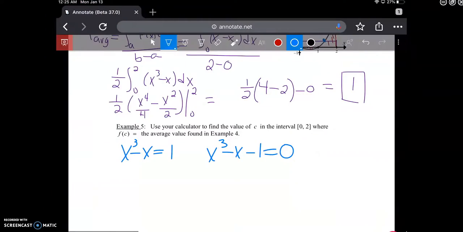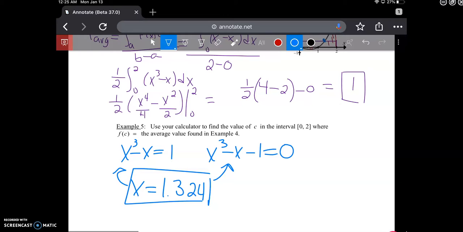So if we go back here, what x value is going to give us the average value of this function? It's going to be when x equals 1.324. This is true, therefore this is true. So the c value equals 1.324.